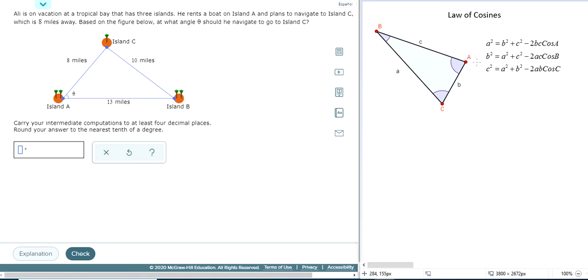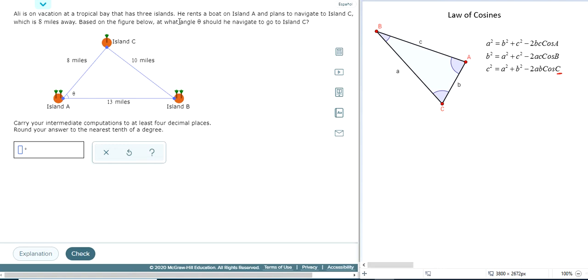The law of cosines, you could write it in three different ways. The big thing to know is that the capital letter is the only place where the angle can go. So like in the word problem I have over here on this side of the screen, what angle should he navigate to go to island C? Looks like we're looking for this angle here up top, okay?